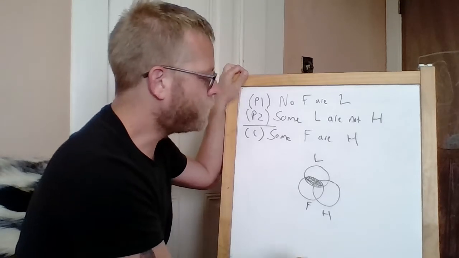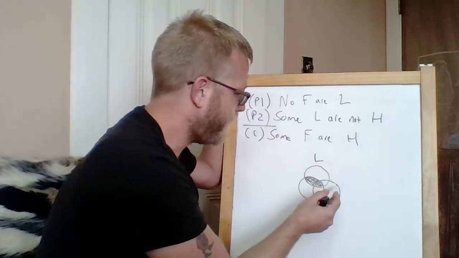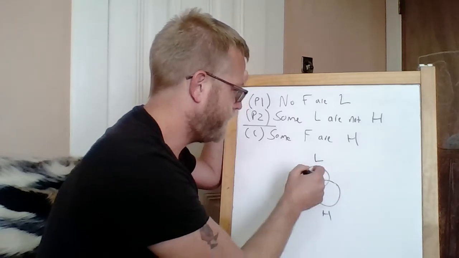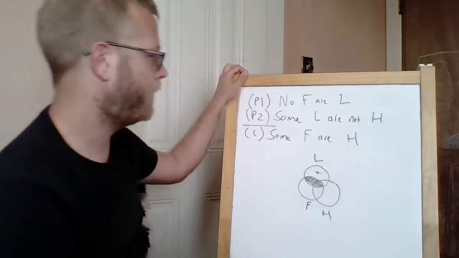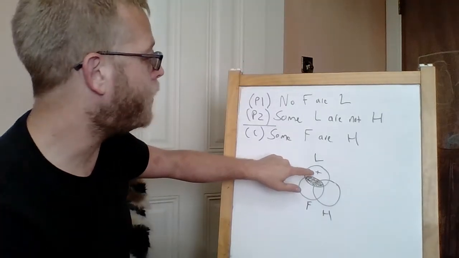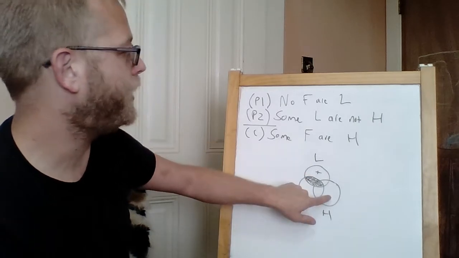So at least one, we signify that with a little X, and we're going to put the X outside of the H circle, but inside of the L circle. There's only one place to do that, right there. Right? This means there's at least one member of the L group, but that member is not part of the H group.